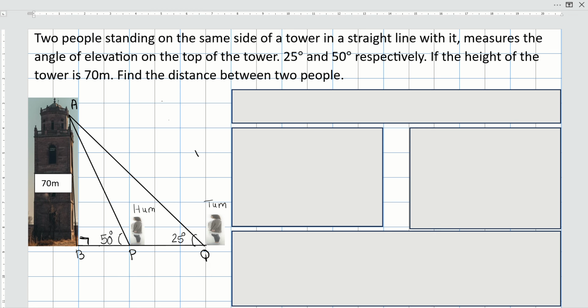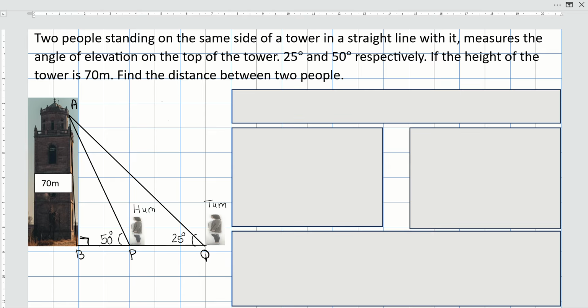Let's start. Two people standing on the same side of the tower in a straight line measure the angle of elevation. So you can see two people standing here, hum and tum. Both are standing on the same side of the tower. Since they are standing down and looking up, the word used is angle of elevation. Now here two angles are given, 25 degree and 50 degree. If the person is near the object, the angle is more, and as the person is away, the angle is less. So here it is 50 degree and 25 degree.